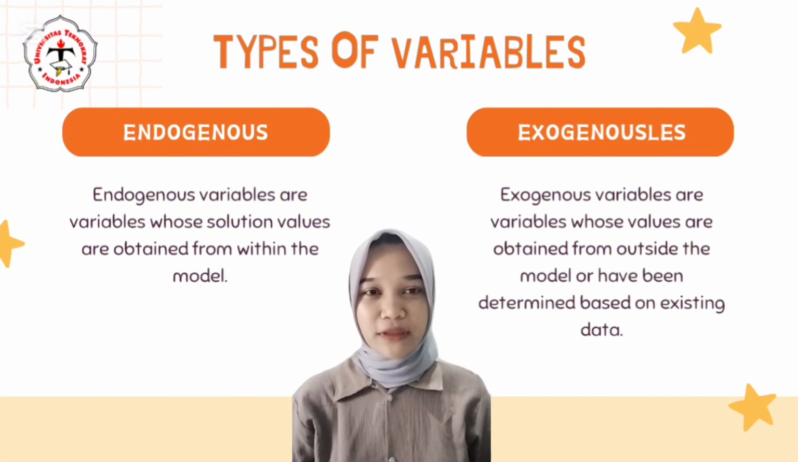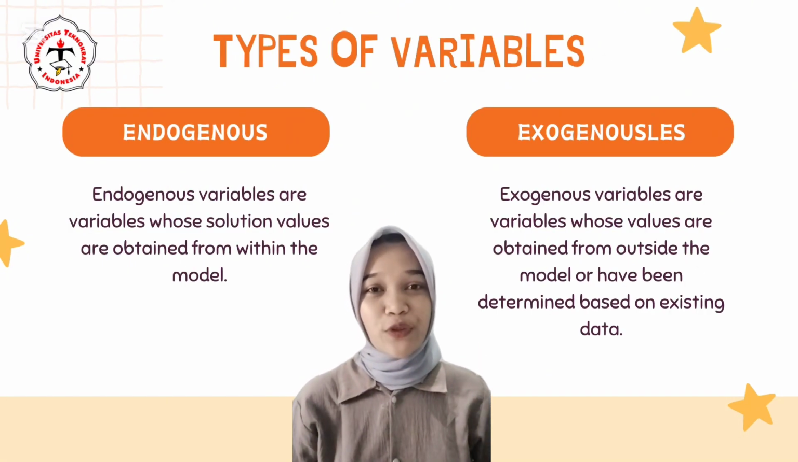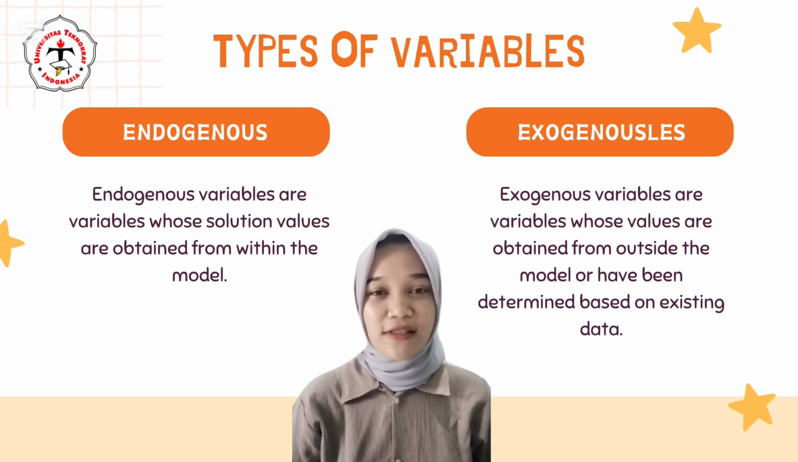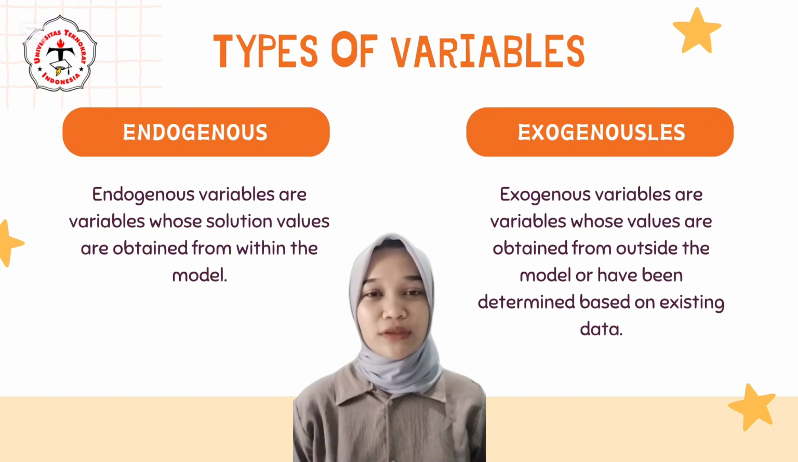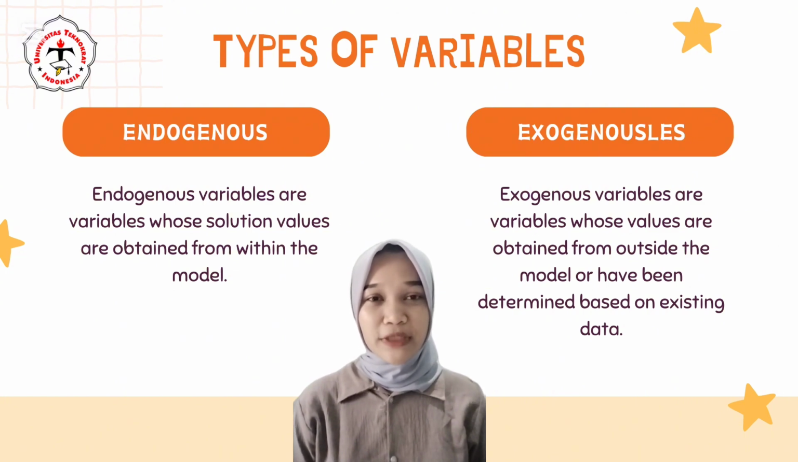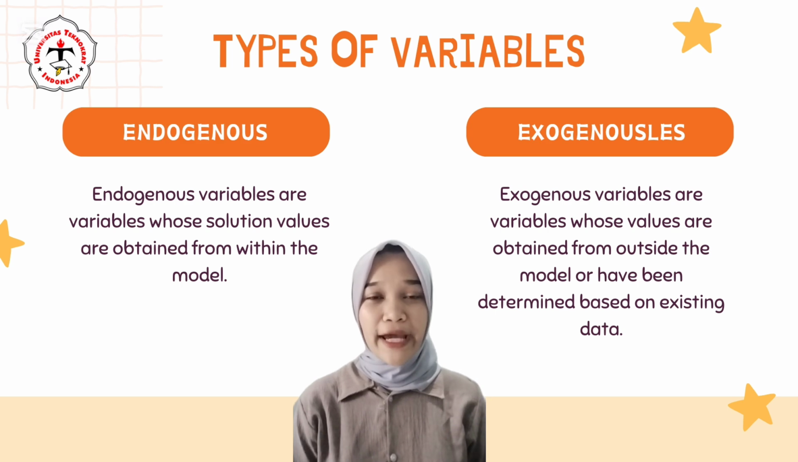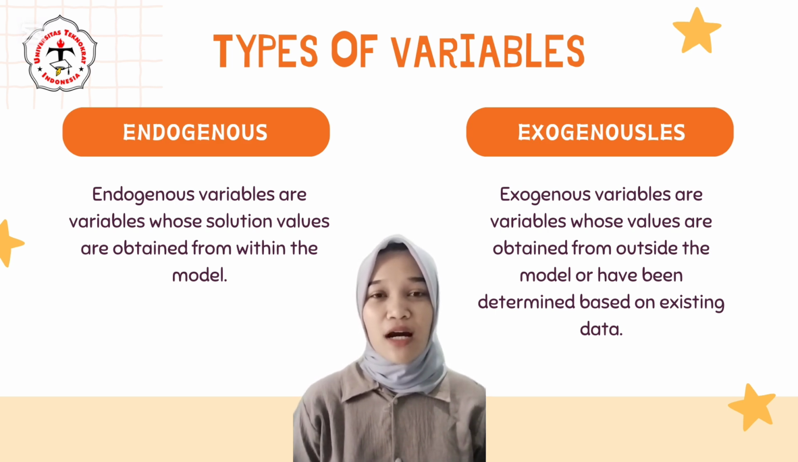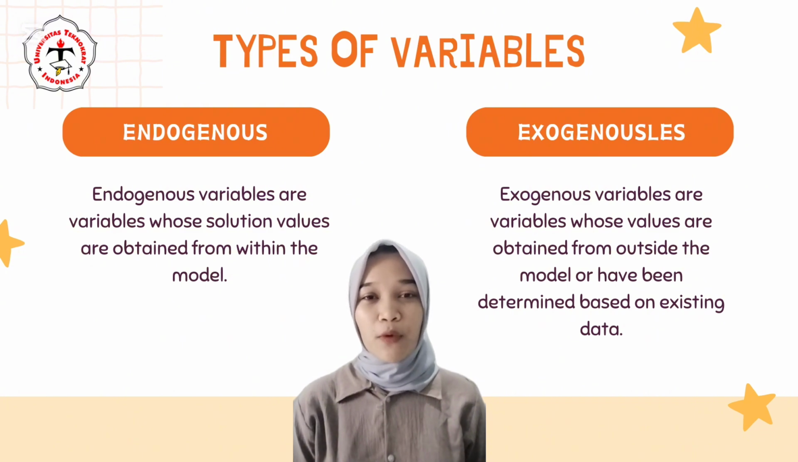Types of variables. Variables consist of two types, namely endogenous and exogenous. Endogenous variables are variables whose solution values are obtained from within the model, while exogenous variables are variables whose values are obtained from outside the model or have been determined based on existing data.